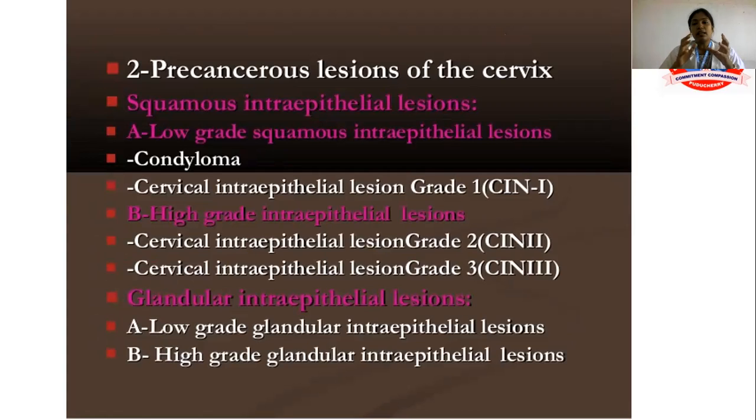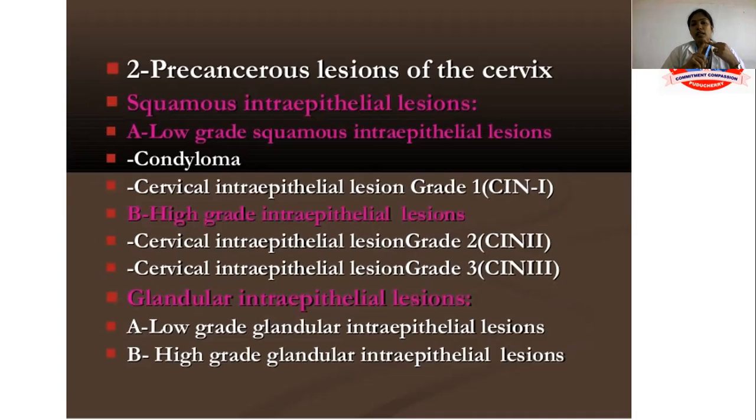Now there are several classifications for these precancerous lesions of cervix. The first classification that was used earlier, years back, is carcinoma in situ classification. The second classification is CIN, cervical intraepithelial neoplasia classification. There you have CIN1, CIN2 and CIN3. Now we are not using any of these classifications. We are using only the Bethesda system, that is LSIL and HSIL.